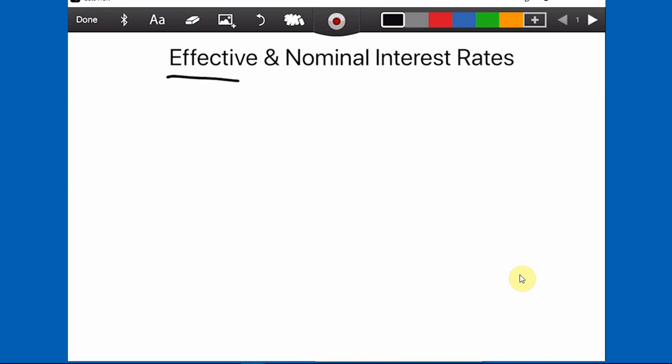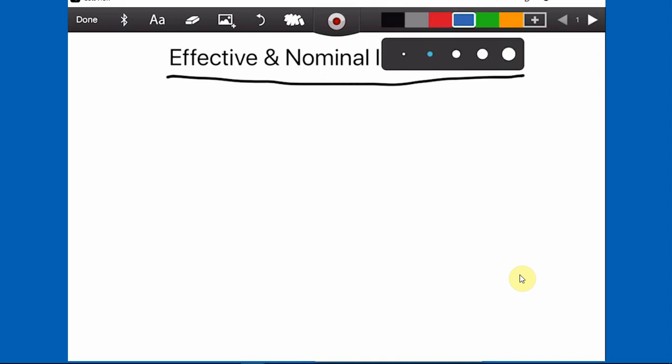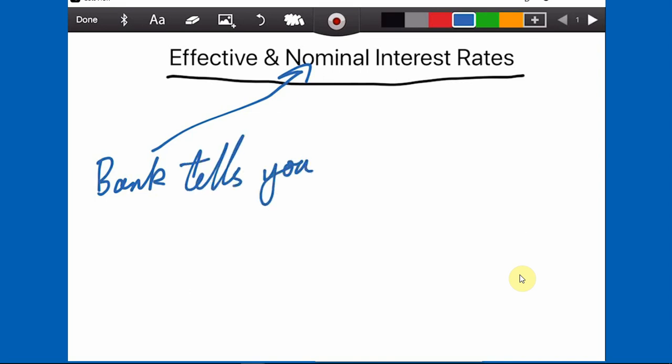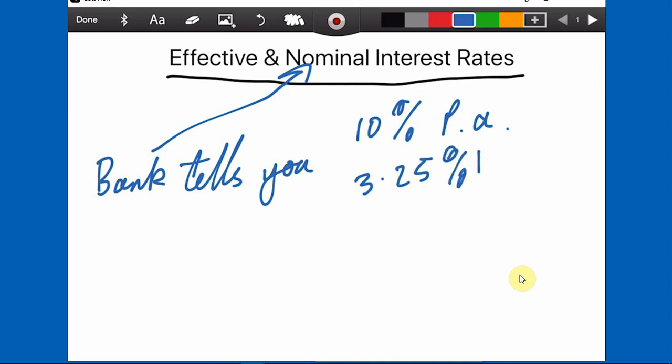All right, today we are looking at what's known as effective and nominal interest rates. I'll put some more detailed definitions in the screens after this, but effectively, the nominal interest rate is what the bank or the investment tells you. They tell you that it's 10% per annum, or 3.25% per annum.